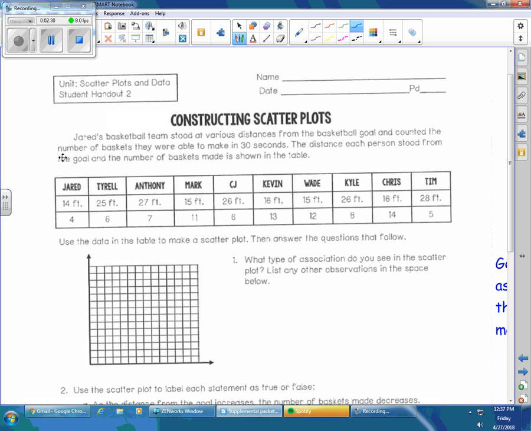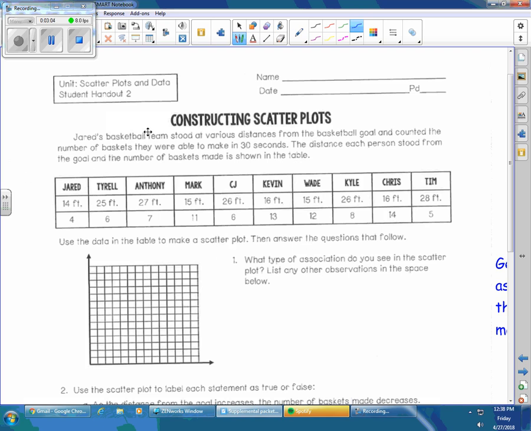So looking at the first example, Jared's basketball team stood at various distances from the basketball goal and counted the number of baskets they were able to make in 30 seconds. The distance each person stood from the goal and the number of baskets made is shown in the table. So we have all of the basketball players, the distance they stood away from the basket, and the number of baskets they were able to sink. I've got a partial coordinate plane here. This would just be the positive x and the positive y. And it says use the data in the table to make a scatter plot, then answer the questions that follow.